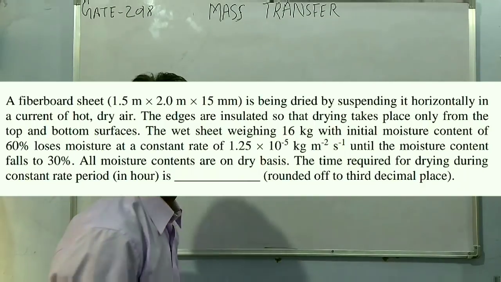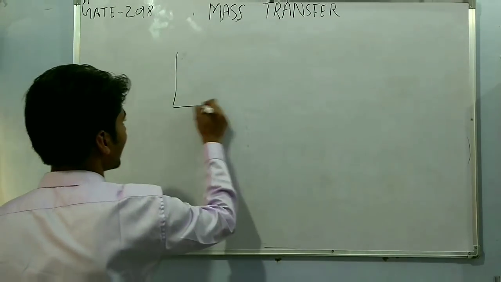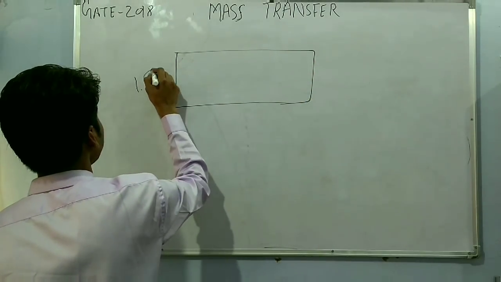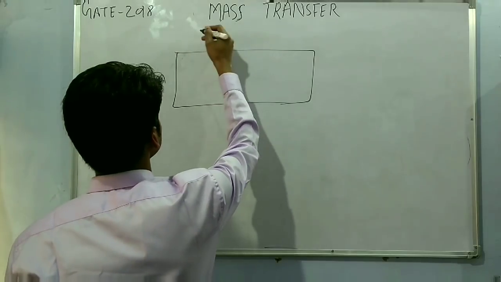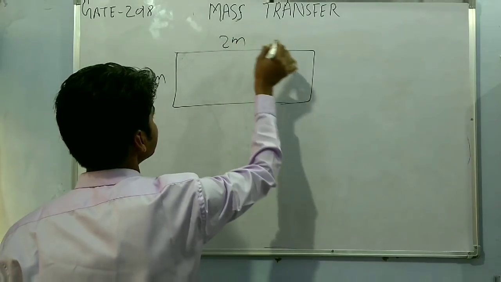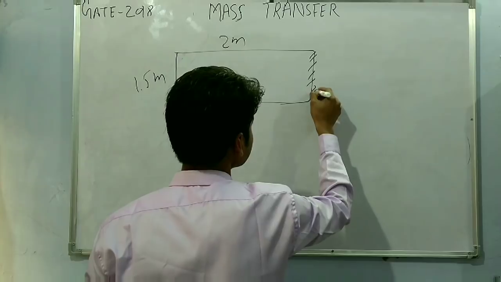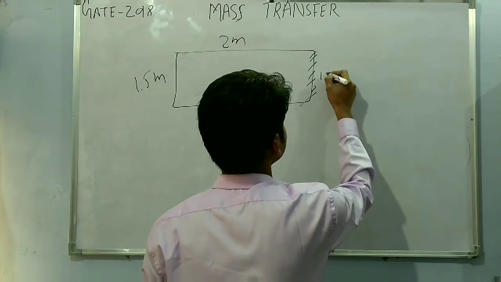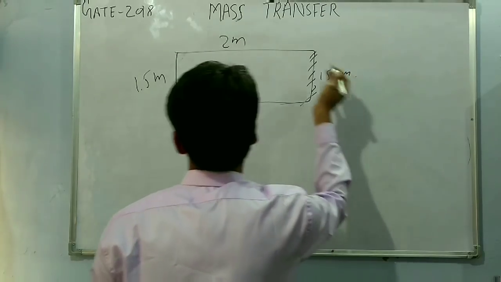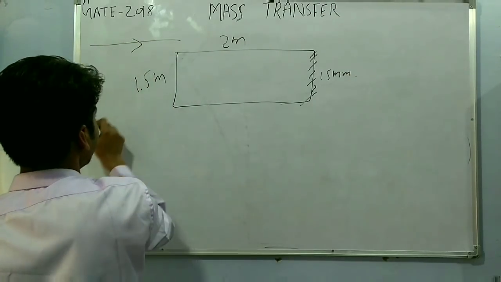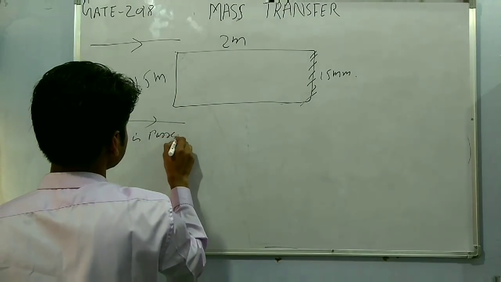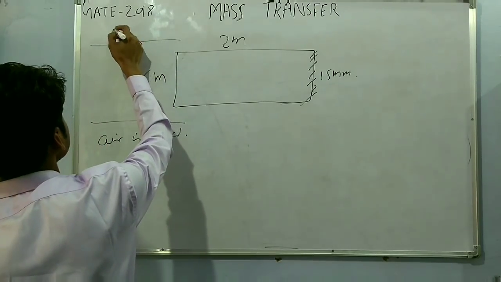So in this question, we have been provided a fiberboard of dimensions 1.5 meter breadth and 2 meters in length with thickness as 15 mm. And from the top and bottom, the air is passed for drying.